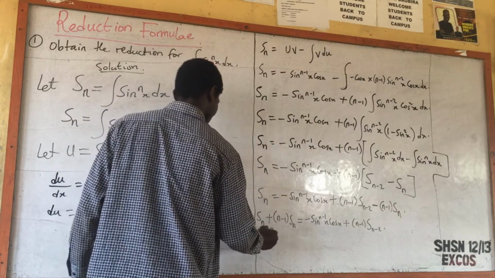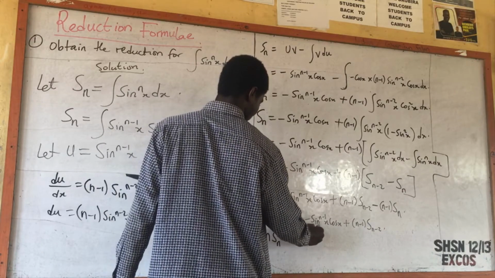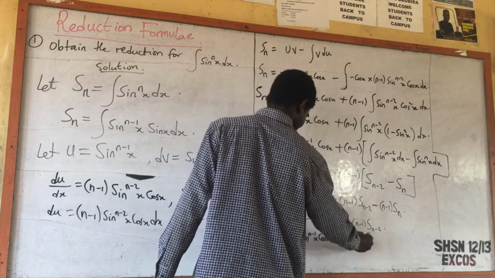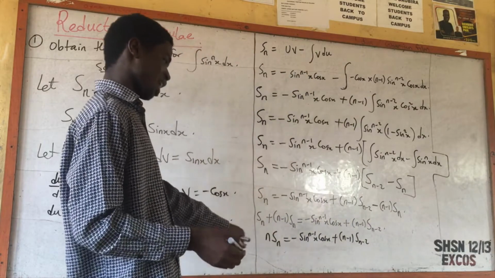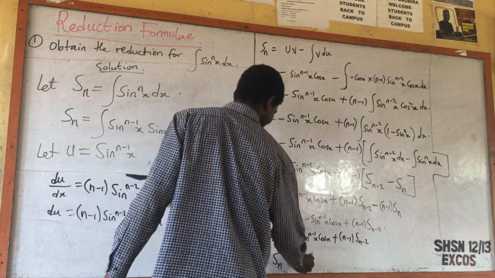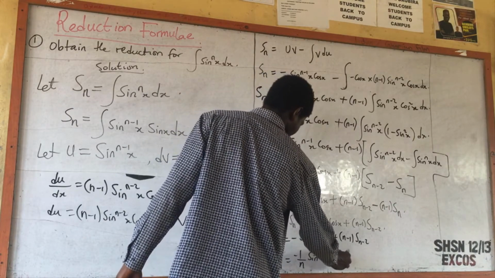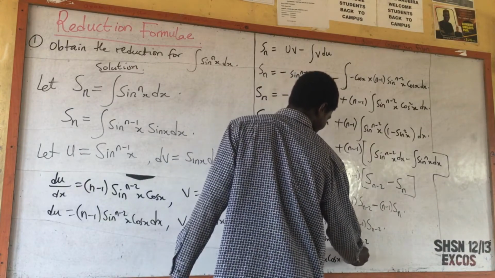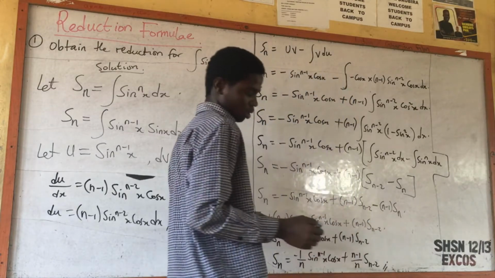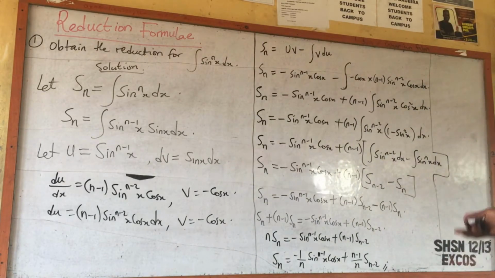So all this one here will now become n Sn is equal to minus sine^(n-1)s cos s plus (n minus 1) Sn minus 2. Divide through by n. So Sn will be minus 1 over n sine^(n-1)s cos s plus (n minus 1) over n Sn minus 2. And this is what we call the reduction formula for sine^n s.